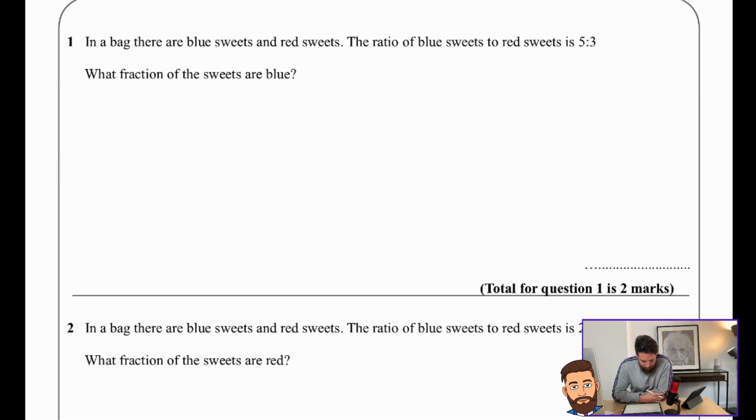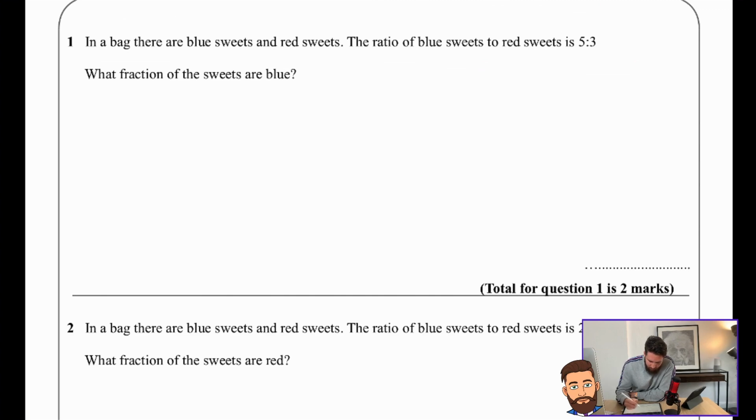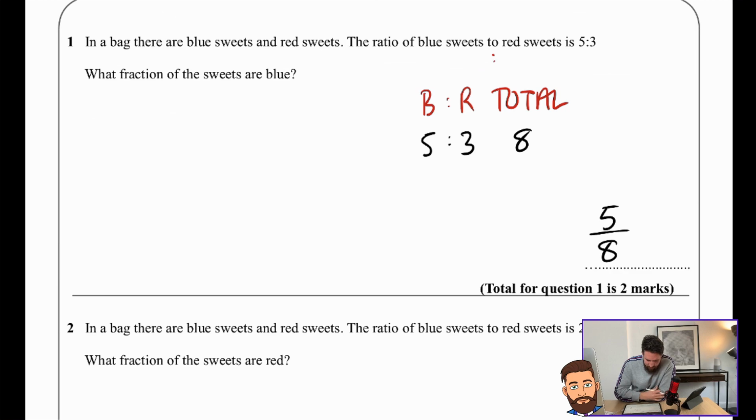So in a bag there are blue sweets and red sweets. The ratio of blue sweets to red sweets is 5 to 3. So the first thing that I would always do, let's turn this sentence into something easier to look at. There are blue and red sweets. The ratio of blue to red, so blue to red with a total, is 5 to 3. The total here must be 8. What fraction of the sweets are blue? Well, there are 5 blue ones out of 8 sweets in total.